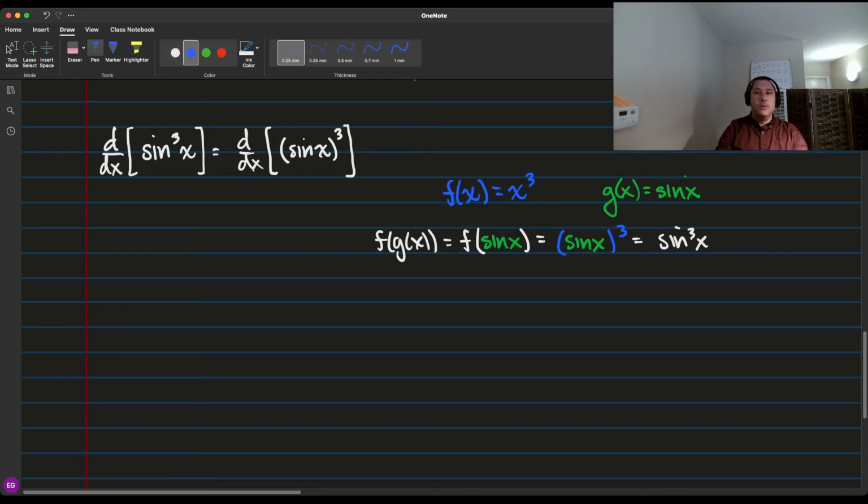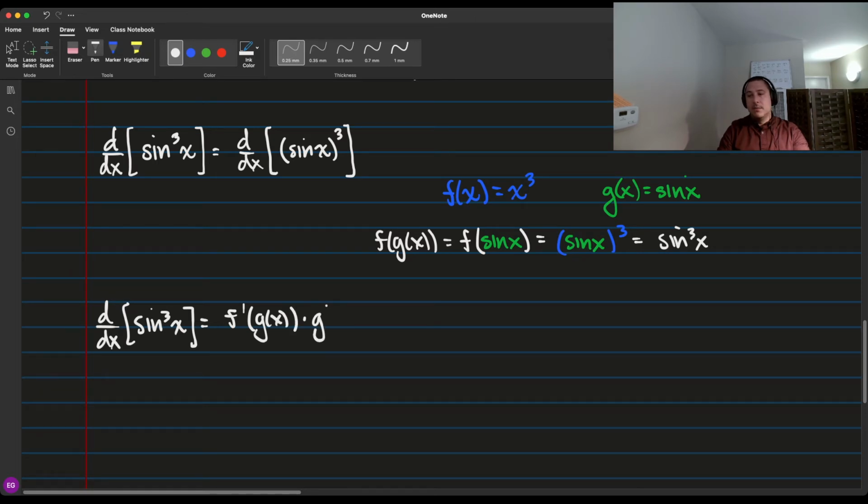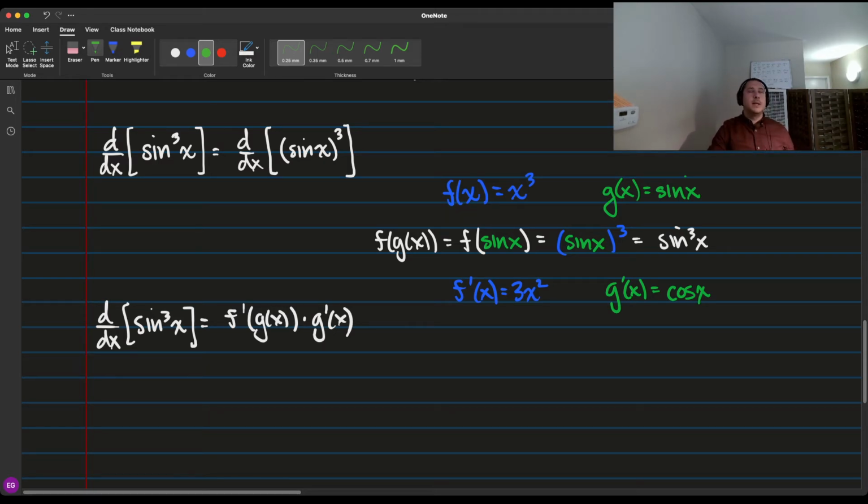Okay, so what does the formula say? If you want to take the derivative of sine cubed, the formula is f prime of g of x times g prime. So I need to know what f prime and g prime are. Well, if your f is x cubed, your f prime is 3x squared. And if your g is sine, then g prime is cosine, and we talked about that last week. Right, so using the power rule and the trig rule.